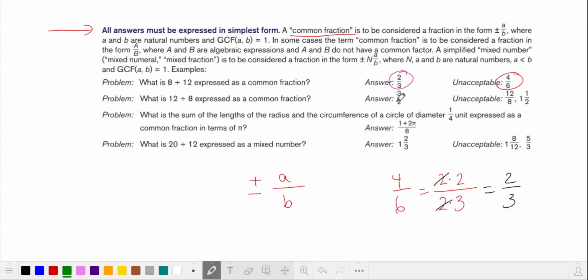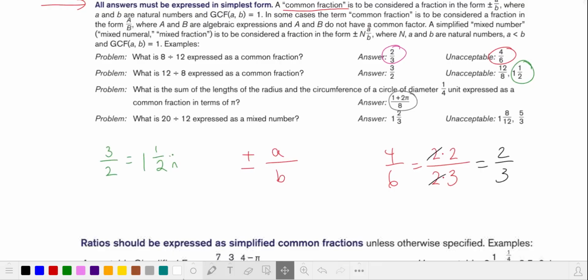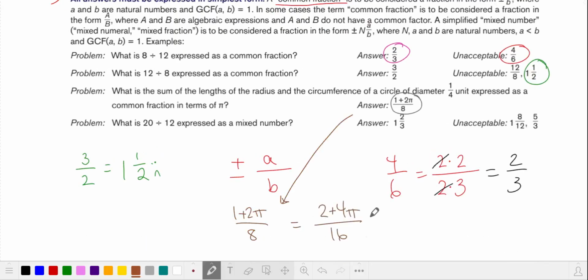Common fractions can also have a numerator that's greater than the denominator, for example, 3/2. If you write 3/2 as what is called a mixed numeral, this will be counted incorrect. The numerator and denominator can also contain algebraic expressions. Again, make sure that there are no common factors in your numerator and denominator.